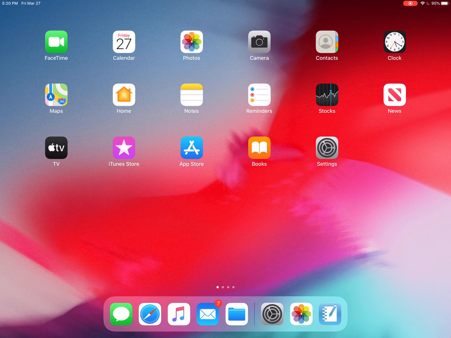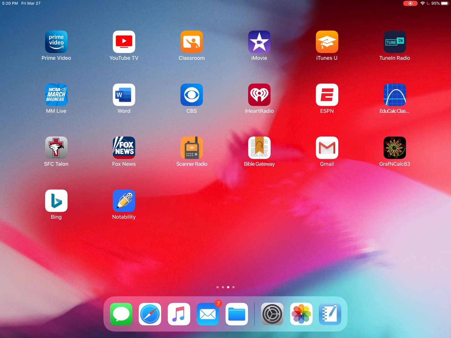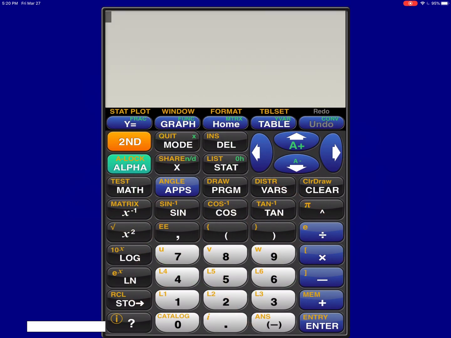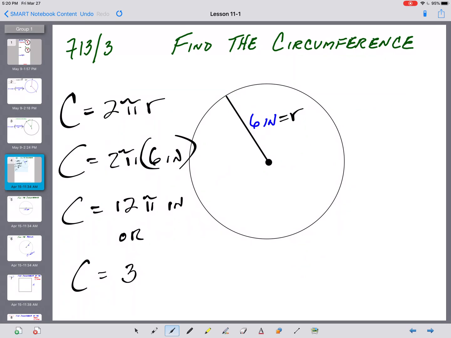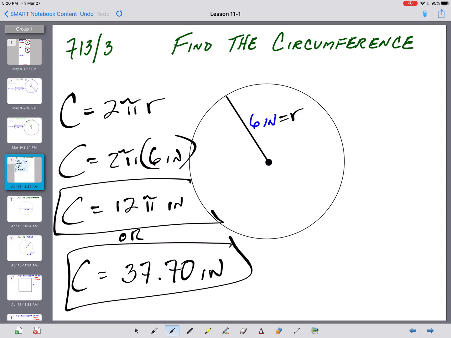Let's go do that right now. There it is. We got 2 times pi times 6. There we go, 37.70. Let's put that down: 37.70 inches. Again, make sure we put units in chapter 11. Very important. I'm going to be looking for that.